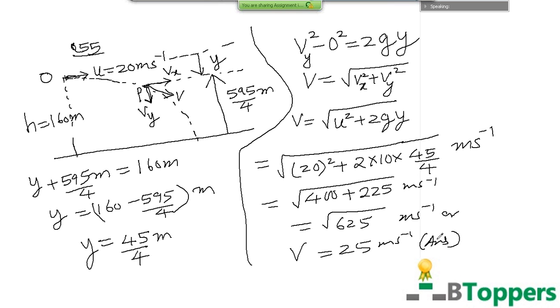If you want to copy the solution of this problem, you can copy it. In case you need more time to copy the solution, you can pause and copy the solution.